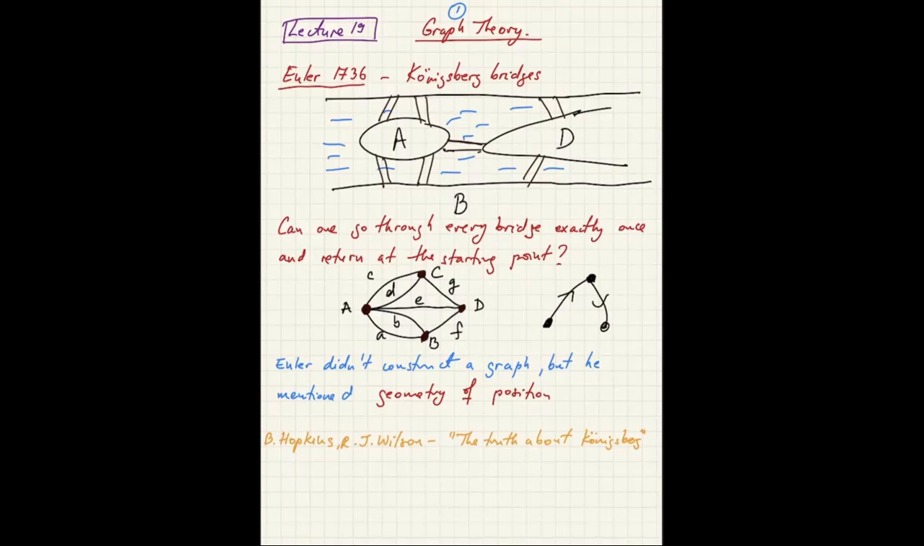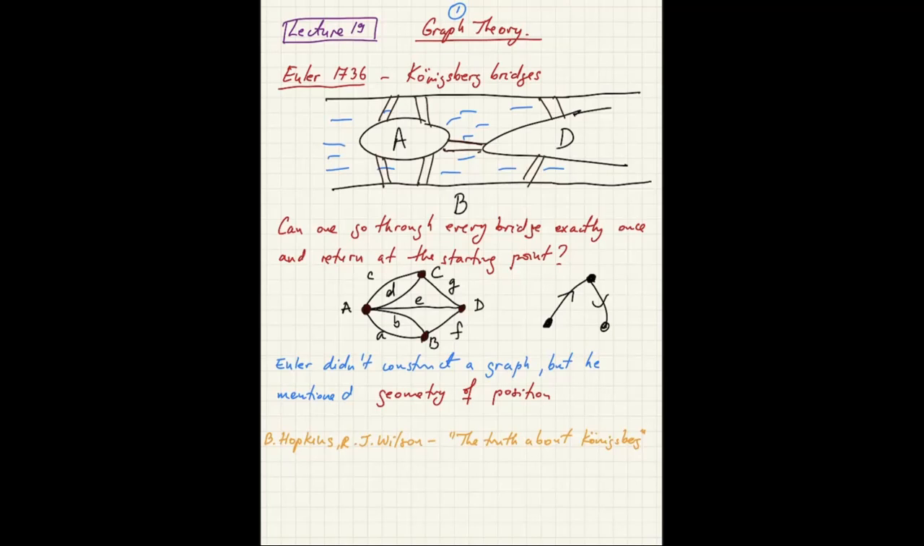But in our situation, that's not true. Each piece of land has an odd number of bridges coming out of it. So it's a proof by contradiction, showing that there is no way you can go through every bridge exactly once and come back to where you start.